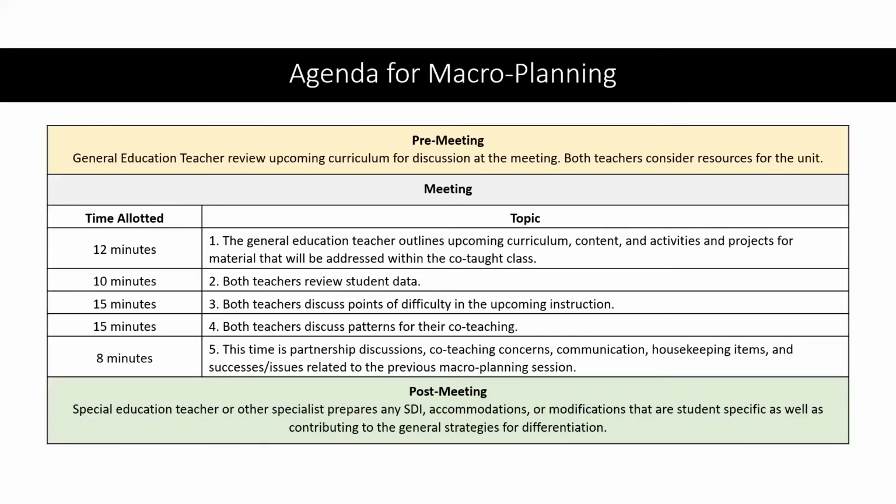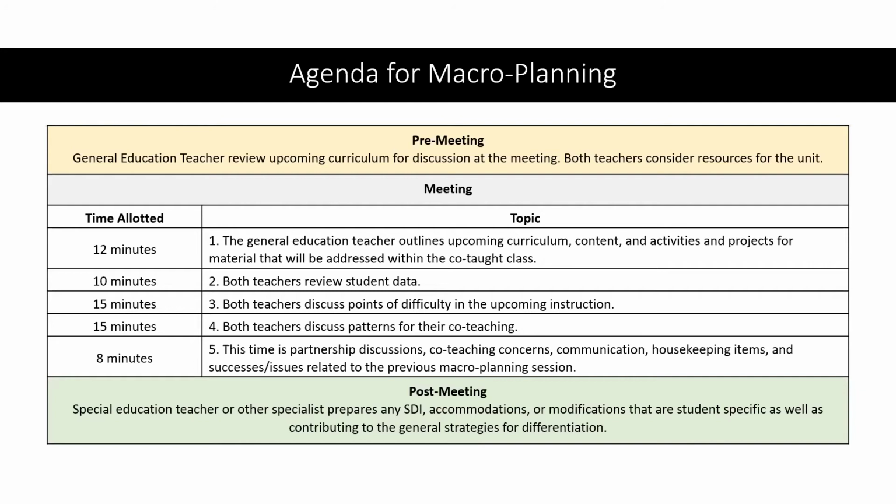So in case you're wondering what this agenda can look like for a macro planning session, there are a couple of options that I'm going to show you, but they both have the same similar outline. We have some things to do pre-meeting and post-meeting. So before the meeting, the general ed teacher is going to map out what we're teaching for the next few weeks. Both teachers are going to consider resources that we can use, and then they're going to bring those to the meeting. So you're going to spend the first part of the meeting talking about, okay, this is the standard that we're going to teach. This is what we need to cover while we're teaching that standard, using the framework.